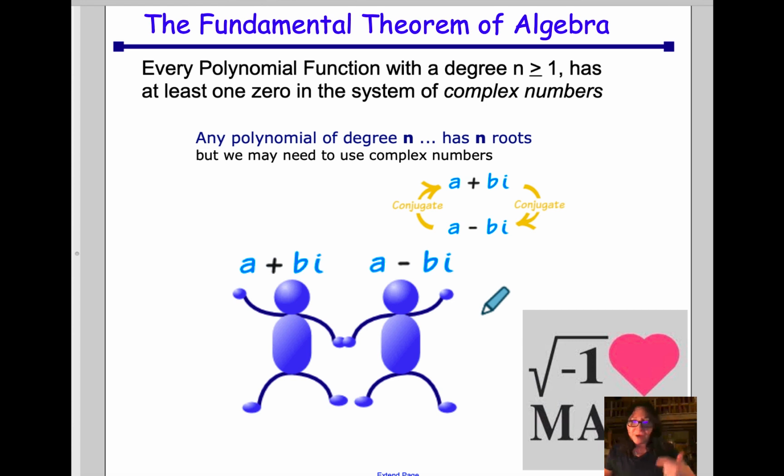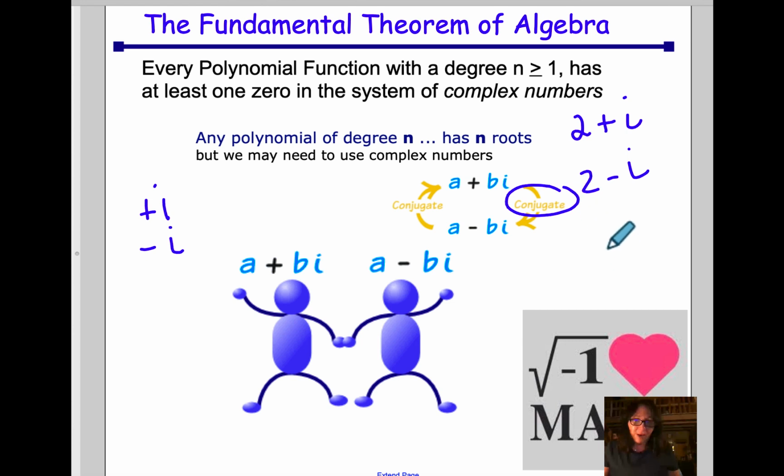Fundamental theorem of algebra says this, that imaginary factors, they come in pairs, period. If you have positive 1i, then you're going to have a negative 1i. Okay, that's what it means. If you have a factor that's 2 plus i, then that means that there's another factor that comes with that, which is 2 minus i. And another name for that is a conjugate, okay?